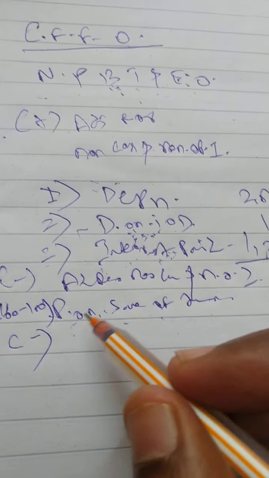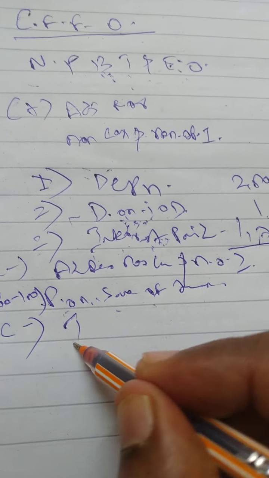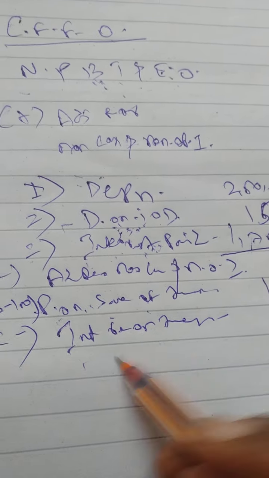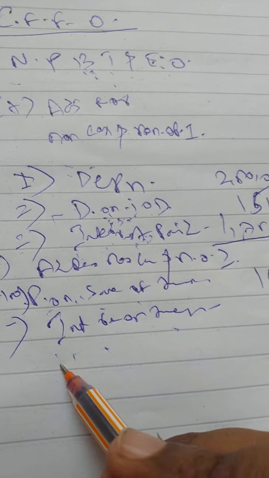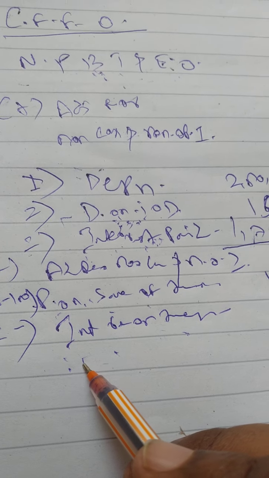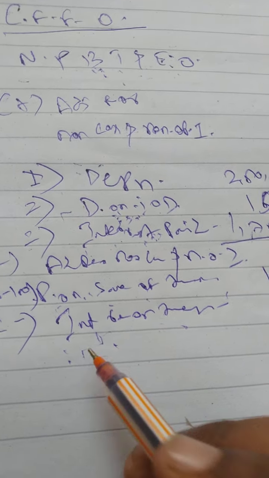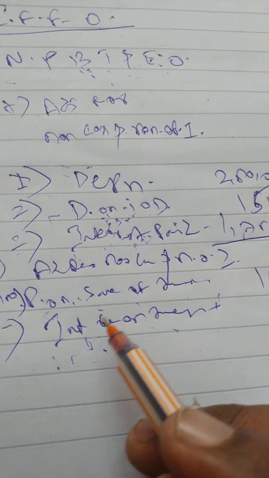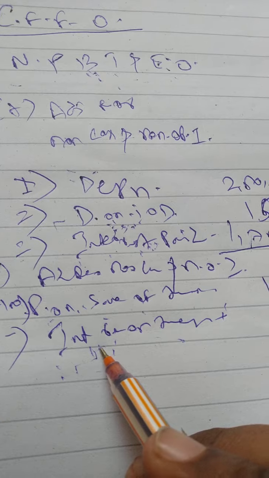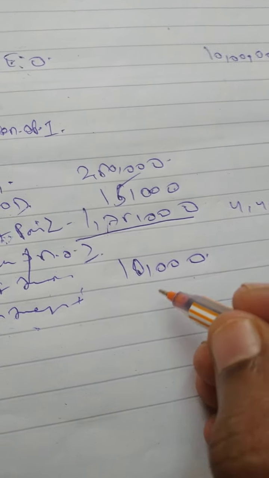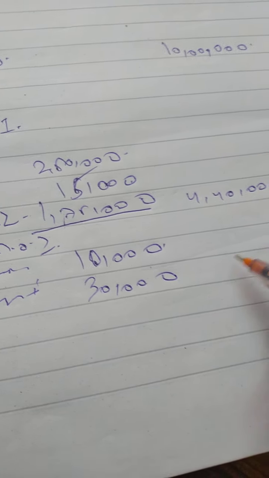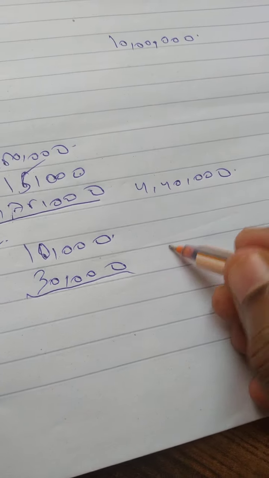Then what else in the question? Interest received on investment. When will I receive interest? If I invest, I will receive interest. If I invest, what activity is it? It is an investment activity. Then it is a non-operating activity. So I am reducing it. How much? 30,000 is given in the question. So total 40,000 I am reducing.